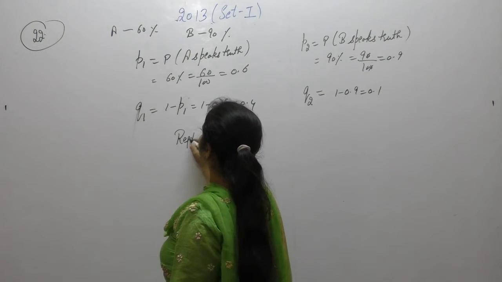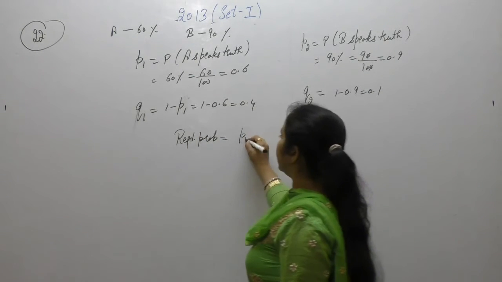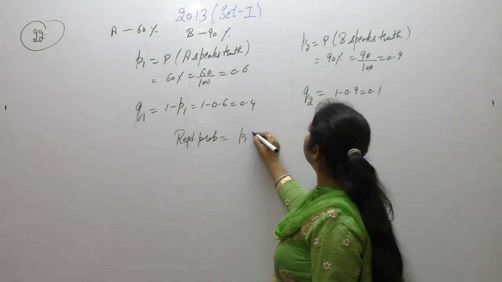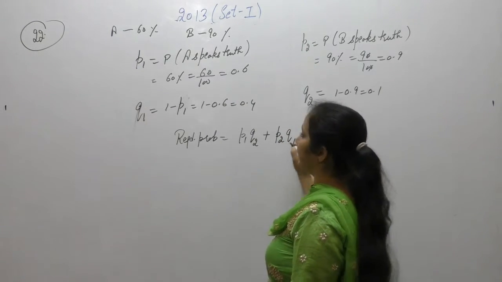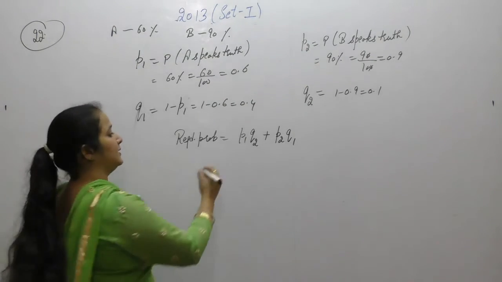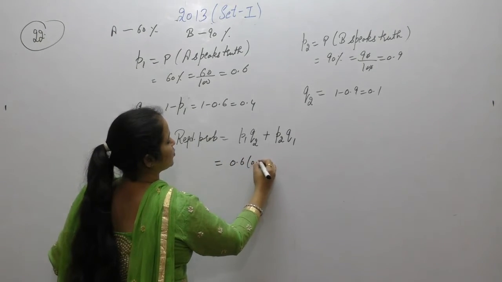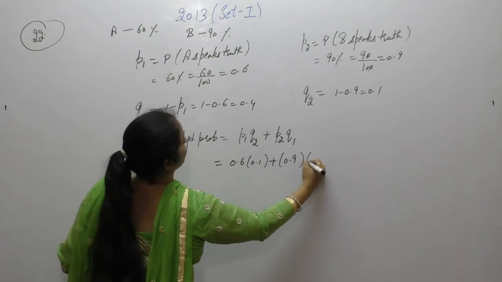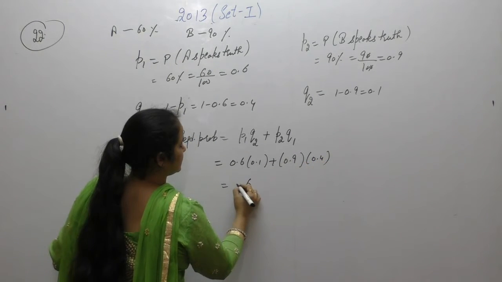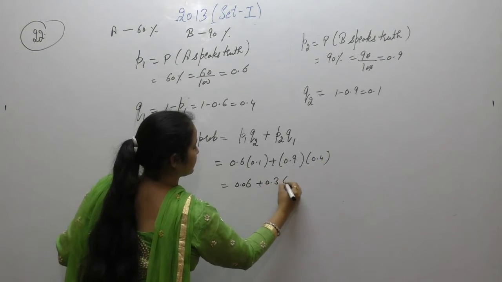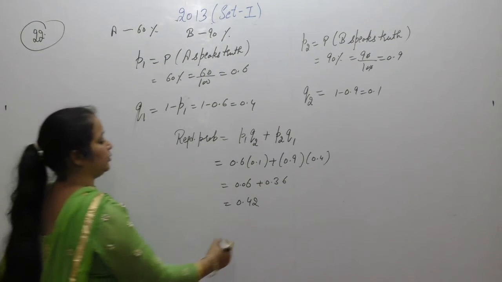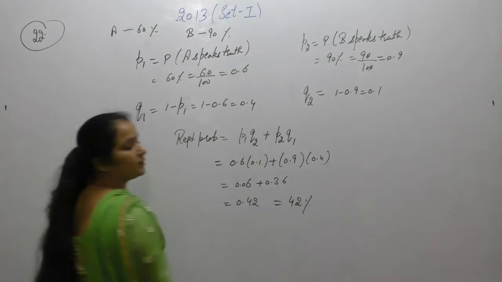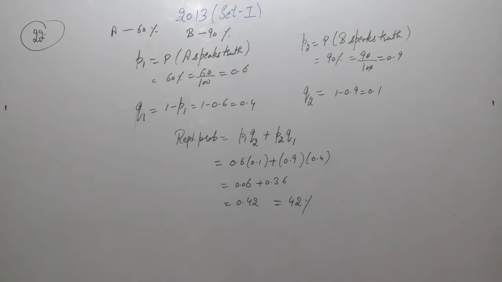Now the required probability. If A speaks truth, then it means B is not speaking truth. And if B is speaking truth, then A is not speaking truth. That is the case. So P1 is 0.6, Q2 is 0.1, P2 is 0.9, Q1 is 0.4. That is 0.42. Required probability is 0.42, that is 42%. A and B are likely to contradict each other in 42% of cases.